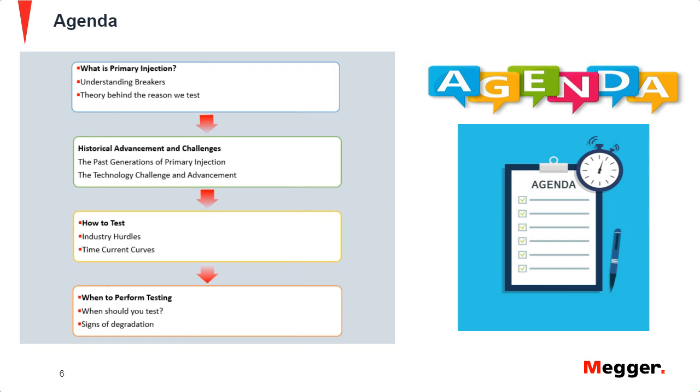We're going to take a look at some of the historical advancements and challenges faced when doing primary injection, as well as how to test, some industry hurdles, understanding time current curves, and when to perform testing. So when you should test and looking at signs of degradation. And we'll also have a few slides at the end highlighting Megger's newest primary injection test set.